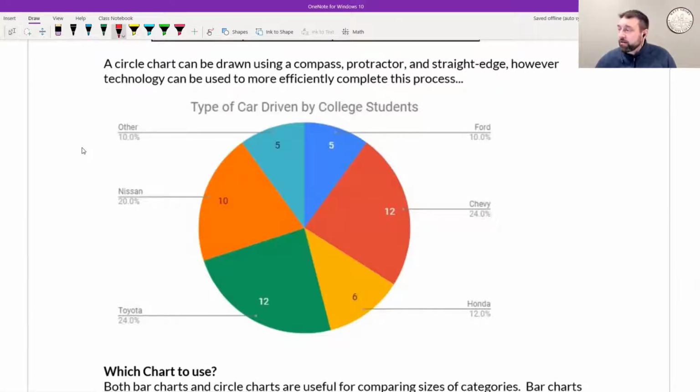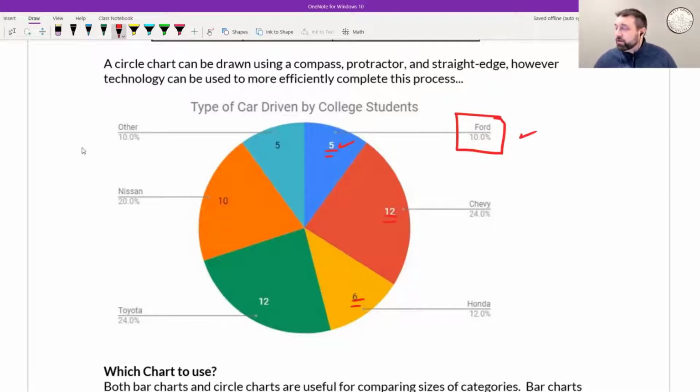And so here we have the category, Ford. We have its relative frequency, 10%. And then we also have the raw frequency, the 5 Fords, 12 Chevys, 6 Hondas. And this gives us a perspective. How does it visually relate to the whole?